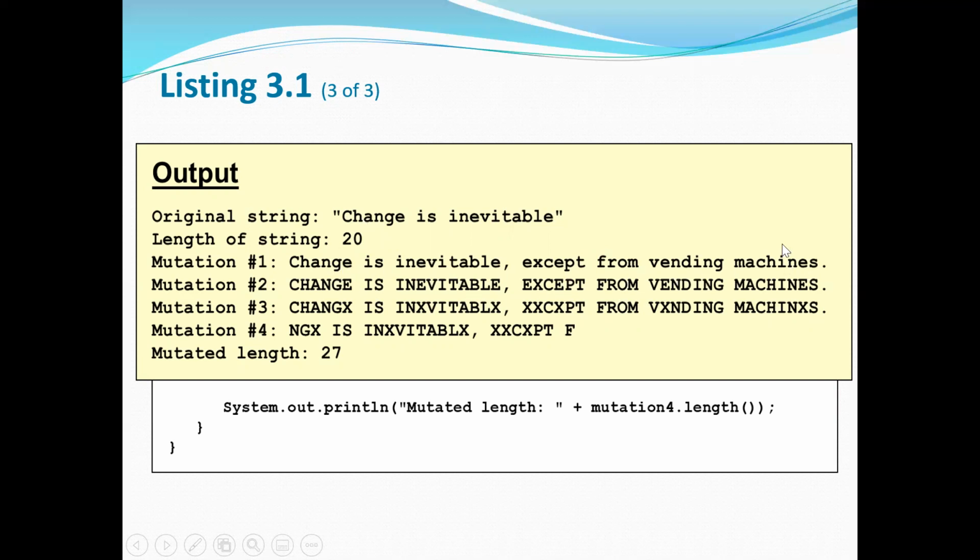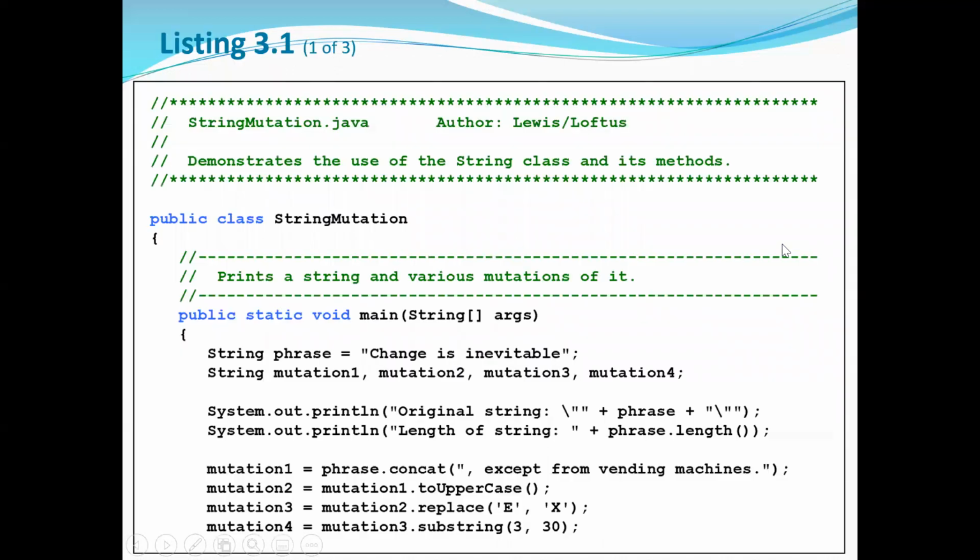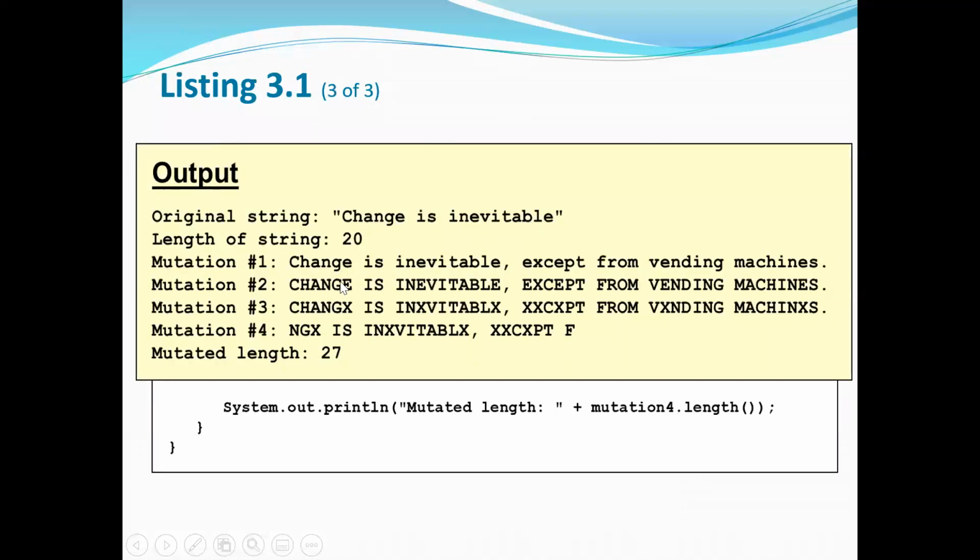Then remember, after that, we change the characters to uppercase. So mutation1.toUpperCase. With the toUpperCase method, we change all the characters in mutation1 to uppercase. And remember, in mutation1 we join the phrase, which is change is inevitable, with the string in the parentheses, except from vending machine. So that's why we have this order.